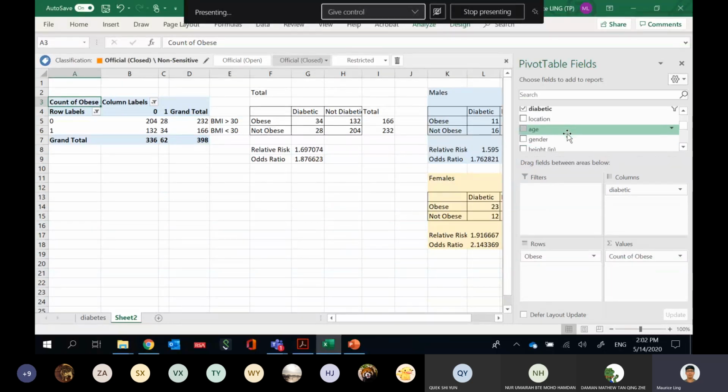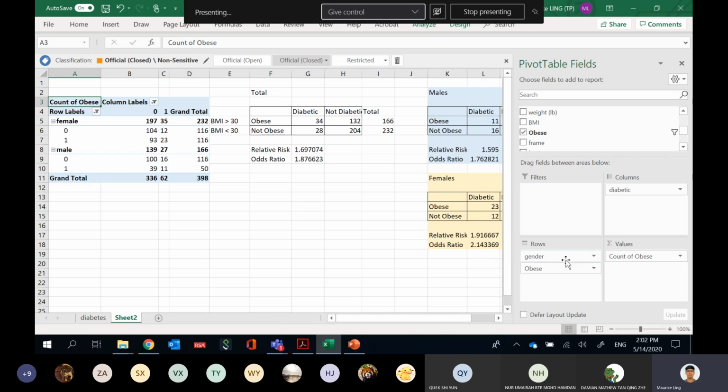Okay. So from here, the fields itself, you want the gender. You click on the gender. Then you drag it to the rows. And you put it above the diabetic, obese. So remember, look at this green line. Okay, on the screen, this green line is where you put the stuff. I put it on here. Now there's two. It is sorted by gender, then by obesity. Oh, okay. Thank you.